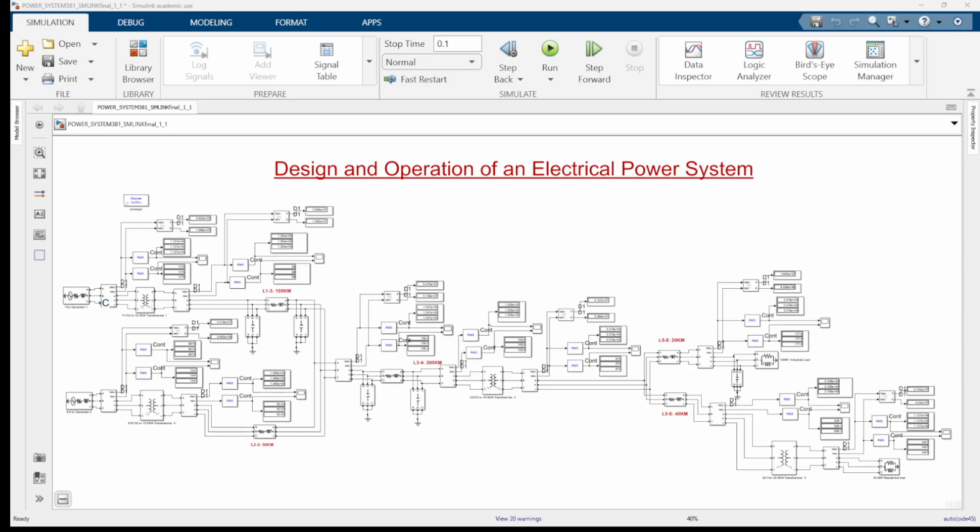In this video, I will present the design, modeling, and performance analysis of an interconnected electrical power system developed using MATLAB Simulink and Simscape Electrical. The system represents a realistic multi-voltage power network consisting of generation, transmission, and distribution stages operating at 132 kV, 33 kV, and 11 kV.